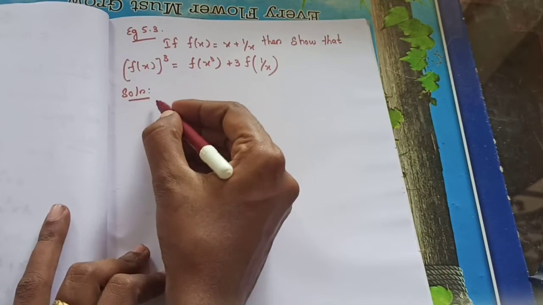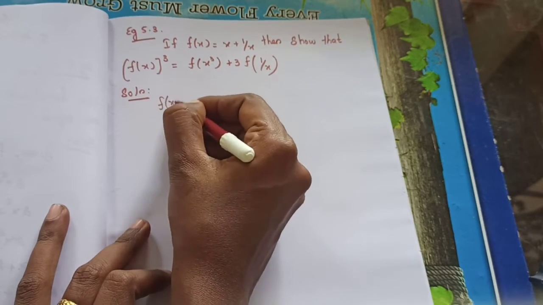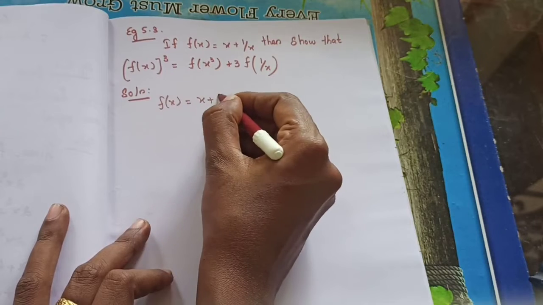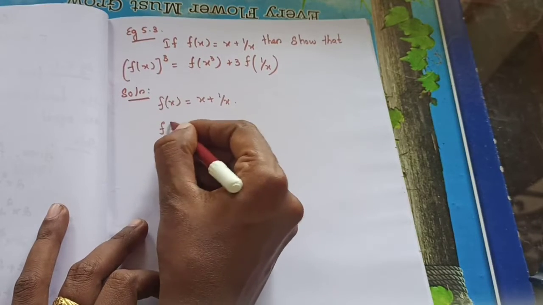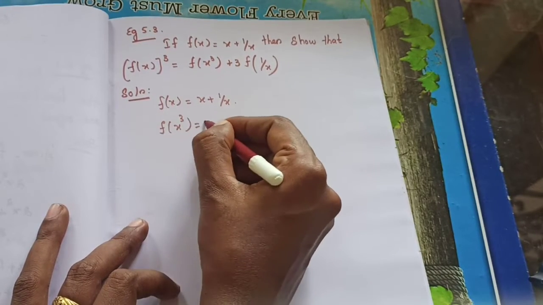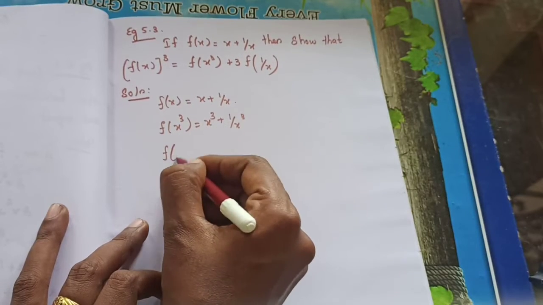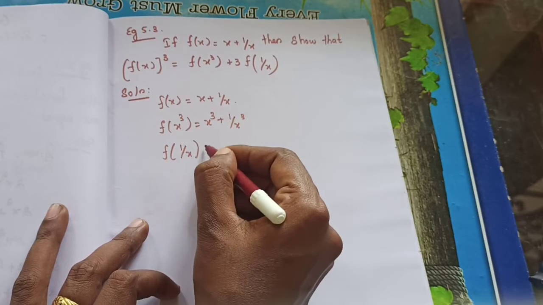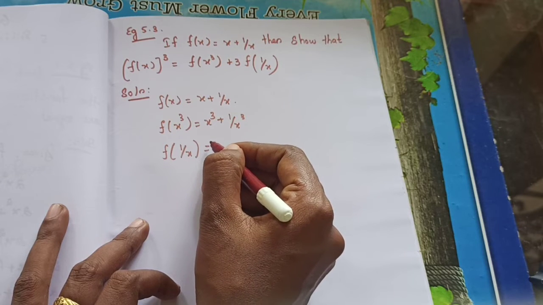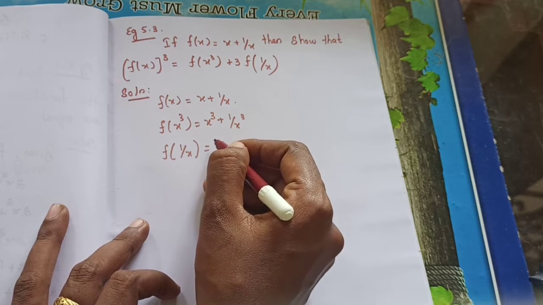Okay, f(x), how much is it given? x + 1/x. So if it is f(x³), what will happen? In the place of x you will substitute x³, correct? Then if it is f(1/x), what will happen?